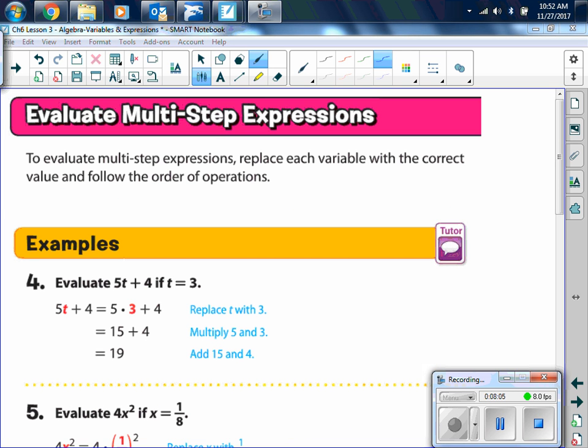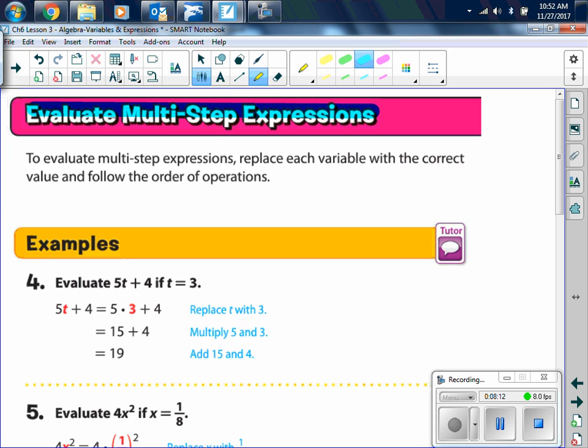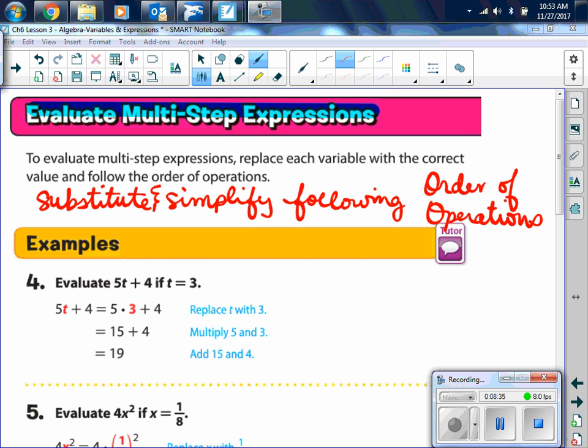So now we're going to evaluate multi-step expressions. Please make sure you write your heading. To evaluate multi-step expressions, we're going to replace each variable with the correct value, and then we're going to follow our order of operations. You don't have to write that entire sentence. You can just write substitute and simplify, following order of operations.